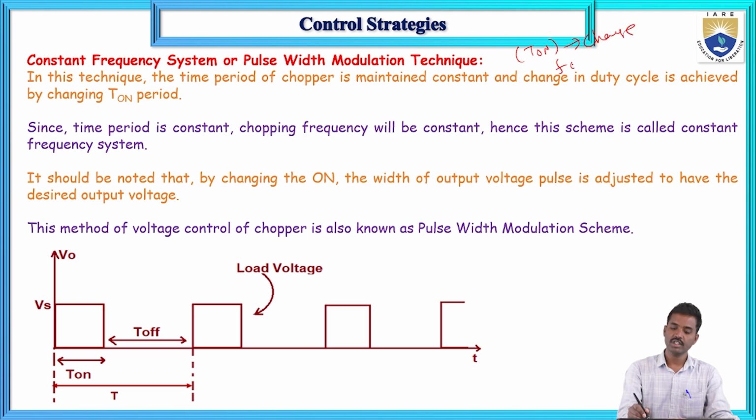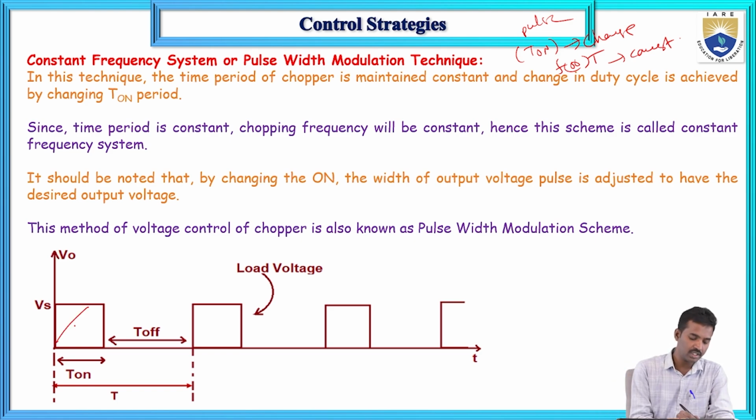So frequency or time is constant. T on is changing, which means the pulse is changing. So turn on, this pulse is changing, but the time period is fixed. So it is T on that is changing.